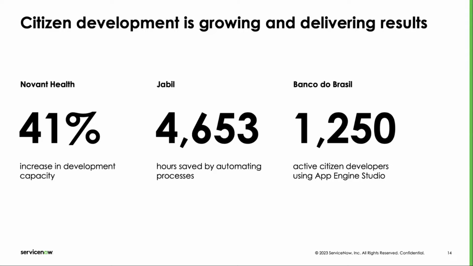For Jabil, they saved around 4,600 hours just by automating processes using their citizen development program. And then Banco do Brasil, they have about 1,200 citizen developers right now. They have a goal to get about 10,000 citizen developers in total. And they have 90,000 employees. So that's a good, well, it's more than 10%. I'm bad at math on the fly, but it's quite a few citizen developers for the size of the organization.